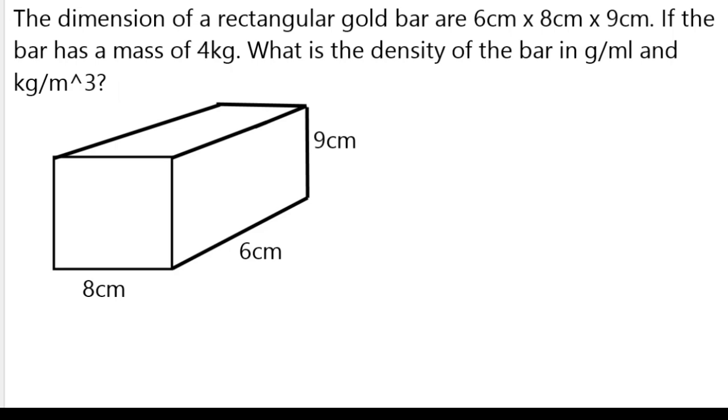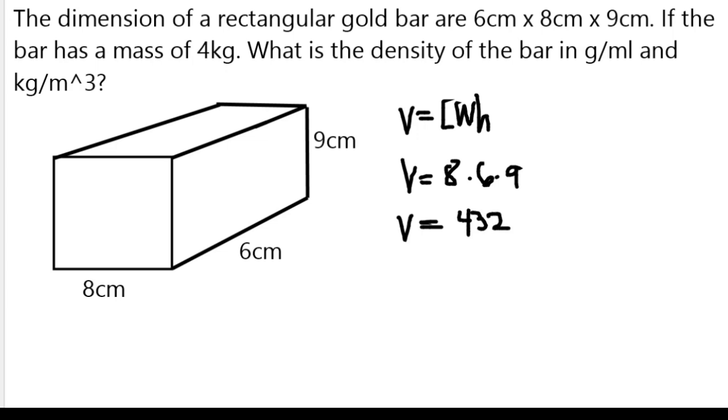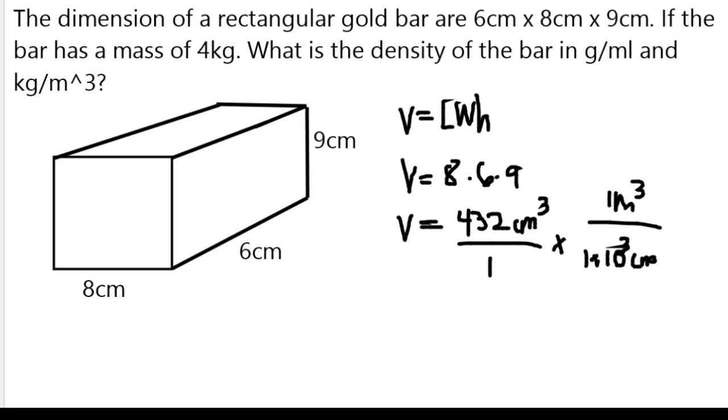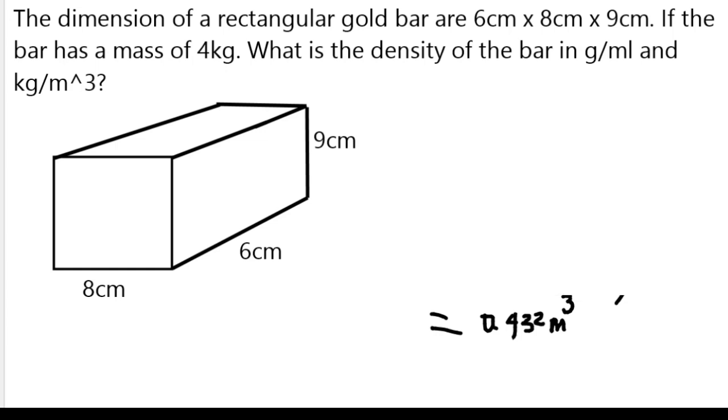The dimensions of a rectangular solid bar are 6 cm by 8 cm by 9 cm. If the bar has a mass of 4 kilograms, what is the density of the bar in grams per ml and kilograms per cubic meter? We know that the volume is length times width times height. We're going to convert this into cubic meters, so the centimeters will cancel. I actually have a video on how to convert cubic meters and cubic centimeters. So this is the volume in cubic meters.